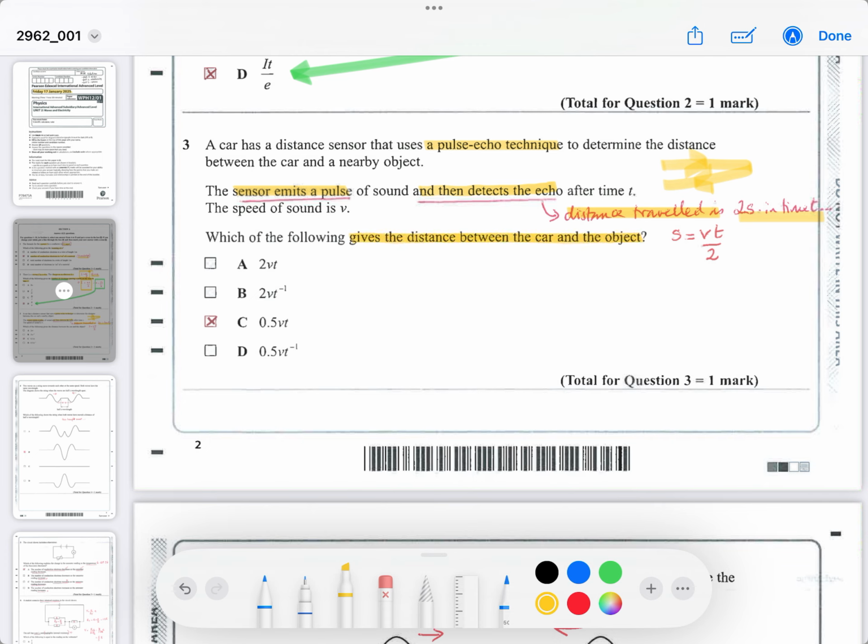Okay, so obviously distance is speed times time. The speed is given as v. So you multiply that by time, but obviously it's got to go there and back, so you then have to divide it by 2 to get the right answer. So it's s equals vt over 2, which is 0.5 vt. Okay, so the answer is C.